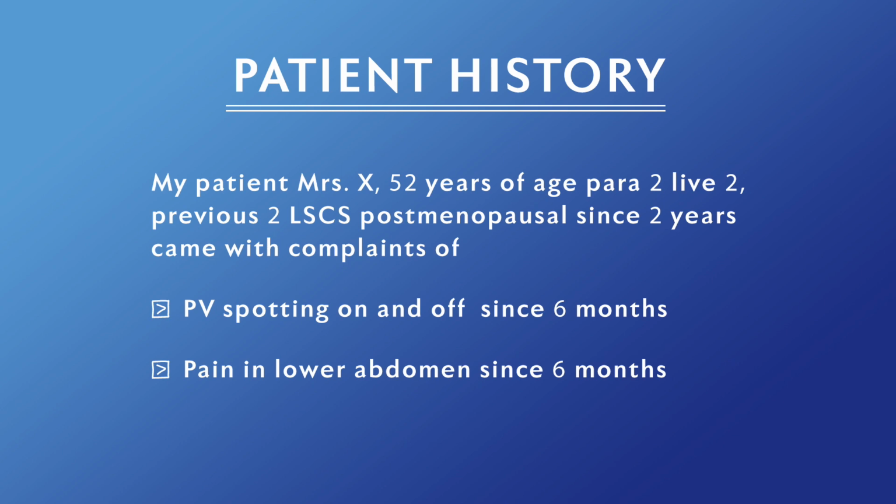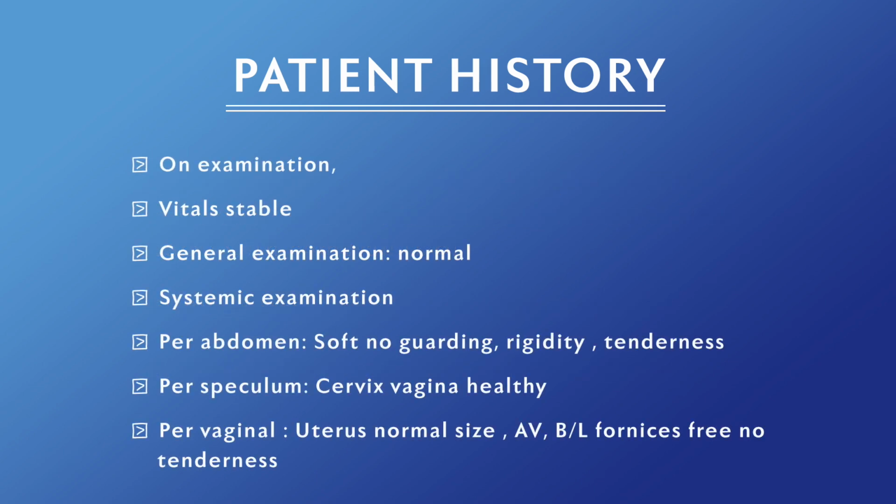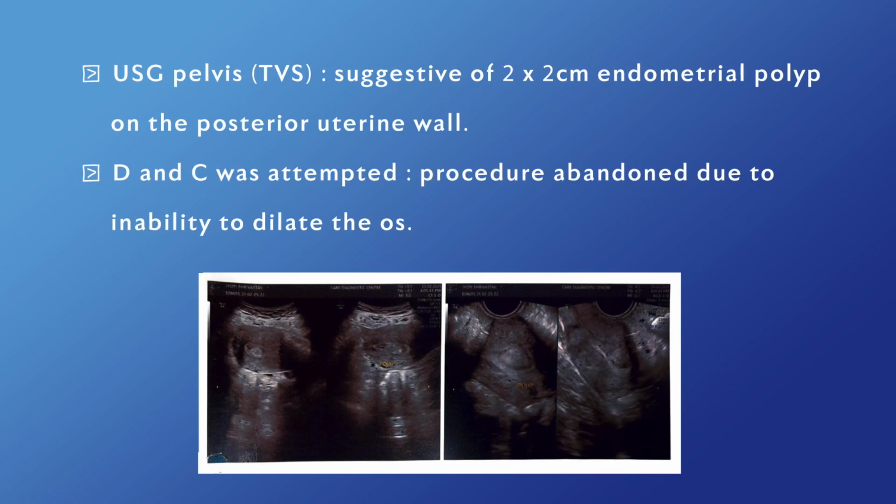Our patient Mrs. X, 52 years of age, para 2 live 2 with previous 2 cesarean sections, postmenopausal since 2 years, came with complaints of PV spotting on and off since 6 months and pain in lower abdomen since 6 months. Her examination findings were unremarkable. She had 3 consecutive transvaginal ultrasounds over the past 6 months, suggestive of a 2 by 2 centimeter endometrial polyp on the posterior uterine wall. An attempt at DNC had failed due to inability to dilate the os.